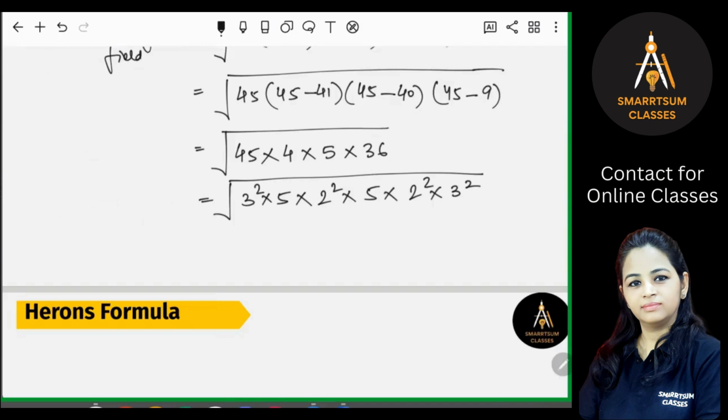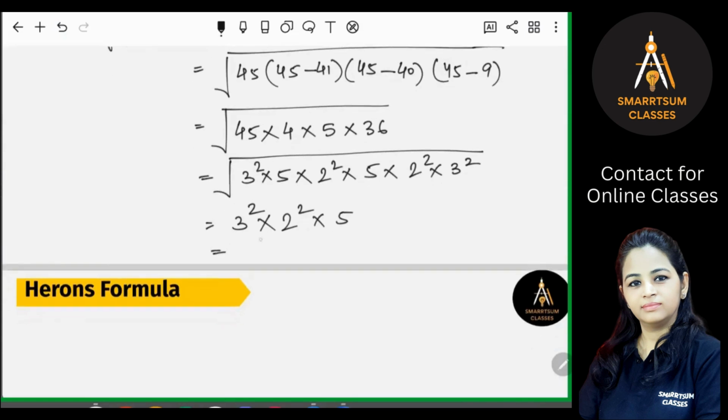Now look at the powers. We have 3 square, so one 3 can be taken outside, and similarly one 2 can be taken outside of the square root. Then we have 5 and 5, so everything here is in pairs, and we can take a number outside the square root. Now multiply this: 3 square, 2 square, 3 square is 9, 2 square is 4, and this is 5. Multiplying these, it is 180 meter square.